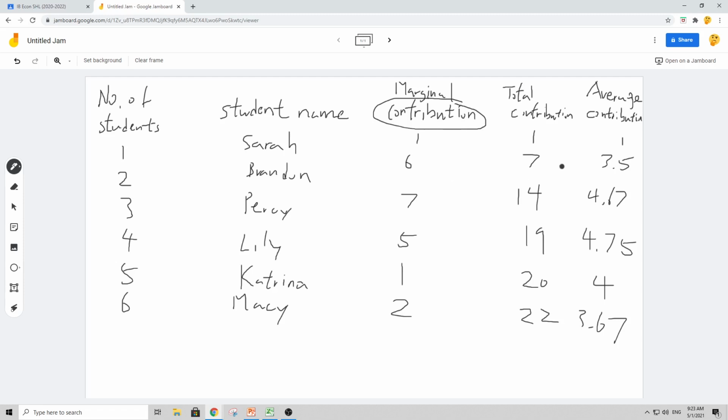You can also find it from the total contribution, when you use 7 minus 1, which gives you 6. And from here, 14 minus 7, which gives you 7, and so on. So that's the marginal contribution that we are looking at. So there you go. As long as you understand these concepts, you'll be just fine. It's just how we use the different numbers to show different meanings.